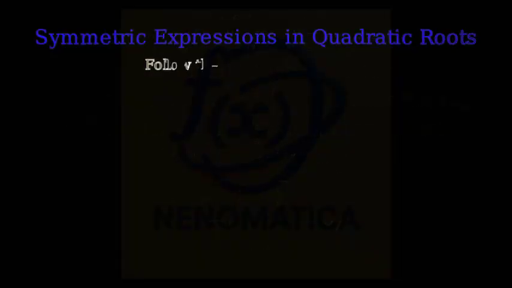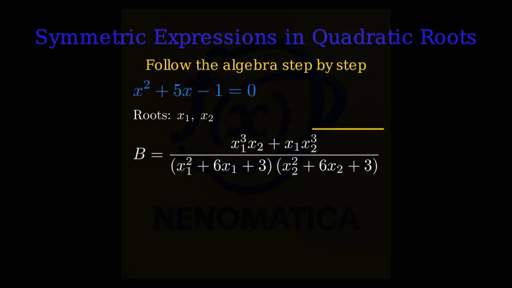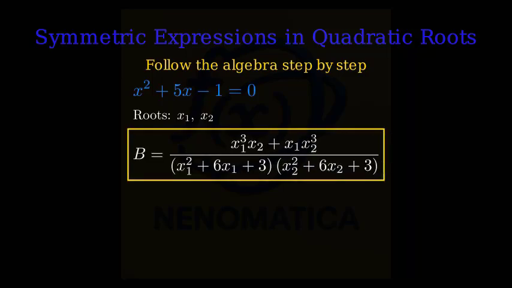In this video, we will evaluate a symmetric expression built from the roots of a quadratic. We will mirror the textbook step order exactly, and explain each move visually. The quadratic is x squared plus 5x minus 1 equals 0. Let its roots be x1 and x2. We must compute capital B equal to the fraction with numerator x1 cubed times x2 plus x1 times x2 cubed, and denominator the product of two terms x1 squared plus 6x1 plus 3, and x2 squared plus 6x2 plus 3.